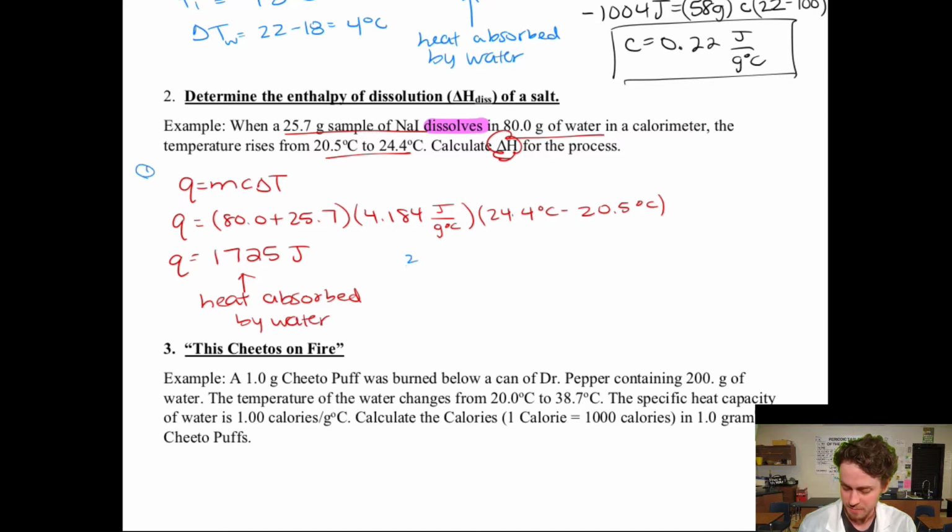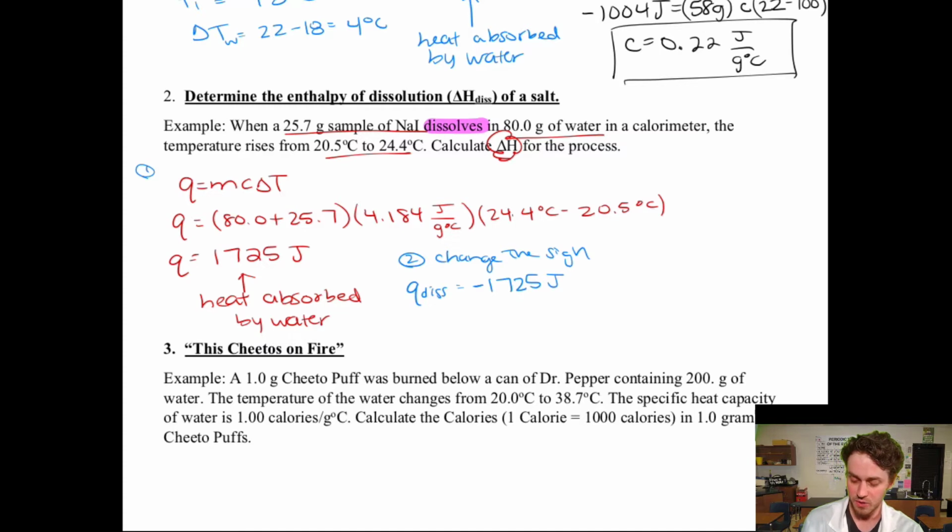Step 2 is going to be to change the sign. Okay, so just like I did on the last problem, I'm going to change my sign. So I'm going to say my Q for the process of dissolution. So that was the energy dissolved by the water. So my Q of dissolution, the actual process of it dissolving, I'm just going to make that negative.